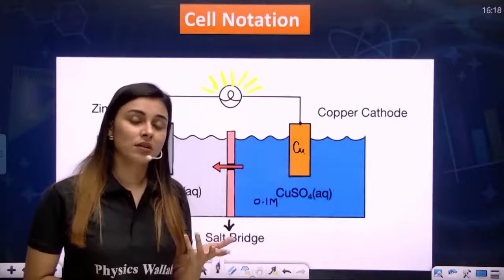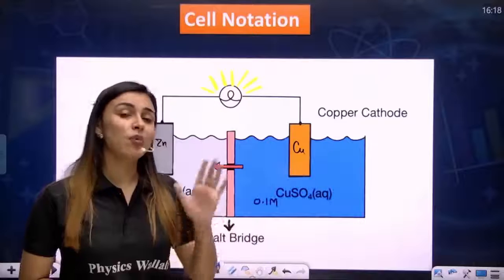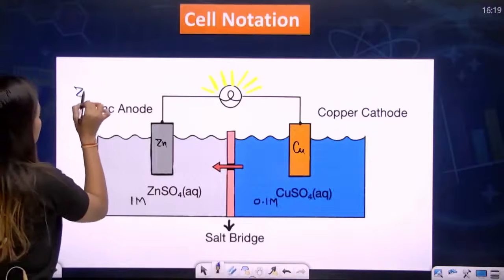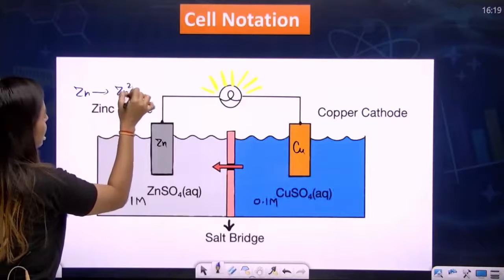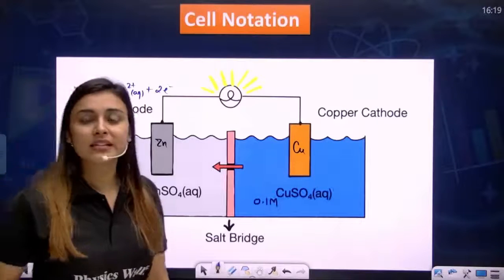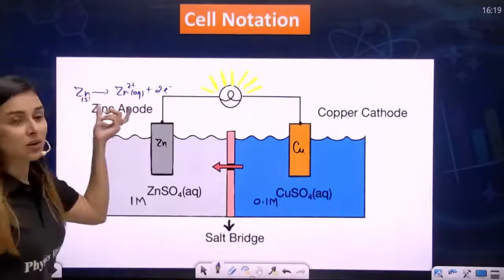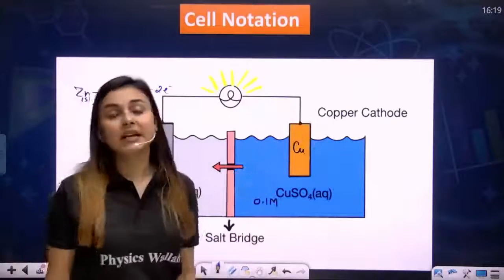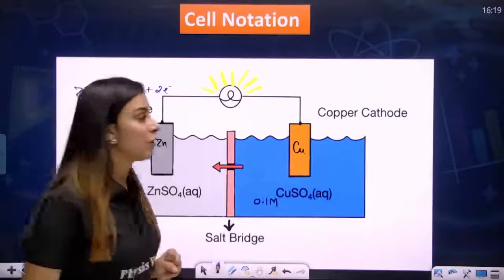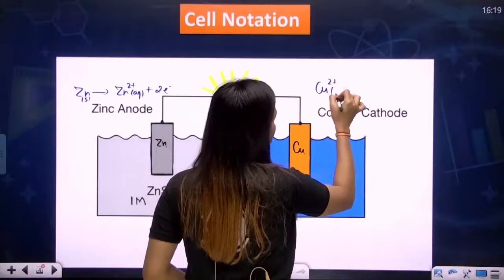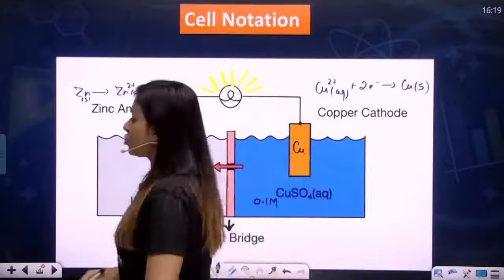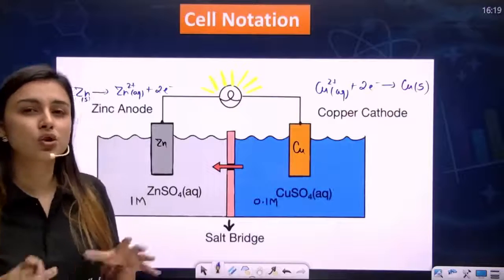What happens on the anode, oxidation or reduction? Ma'am, on the anode it is always and always and always oxidation. So my dear students, here zinc will go into Zn2+ aqueous, plus it will lose 2 electrons, because loss of electrons is oxidation. So this is the reaction that will take place on the zinc anode. Since this is a cathode, on the cathode always reduction takes place. And what is reduction? Gain of electrons. So ma'am, Cu2+ aqueous will gain 2 electrons and reduce into copper solid, right? Yes, so these are the reactions that will be taking place on the two different electrodes.